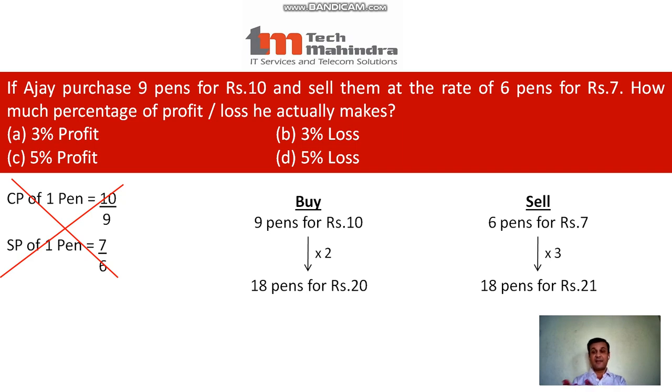Now see, buying and selling quantity is equal. 18 pens are purchased for 20, same 18 quantity sold for 21. So there is a profit of 1 rupee over a cost price or investment of 20 rupees. And the percentage profit is (21 minus 20) divided by 20 into 100, that is 5% profit. See how simply this can be solved by just making buying and selling quantity equal.